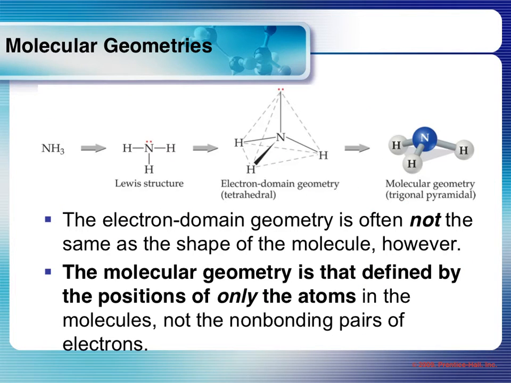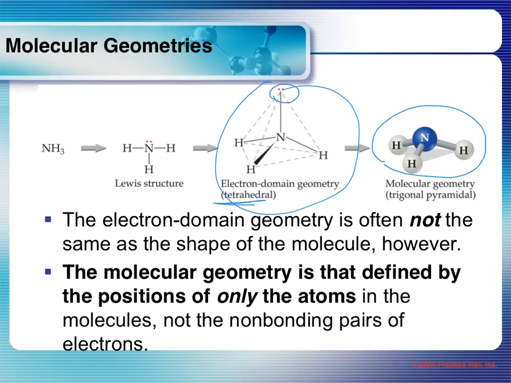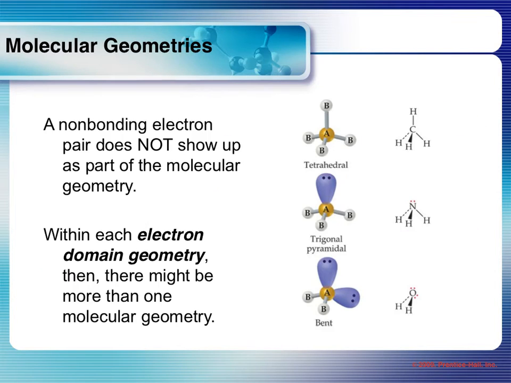So this gives it to you a little bit more specifically. Electron domain geometry is tetrahedral, and molecular geometry, you would see that you ignore the non-bonding electrons, is trigonal pyramidal. Let's understand that terminology for now.